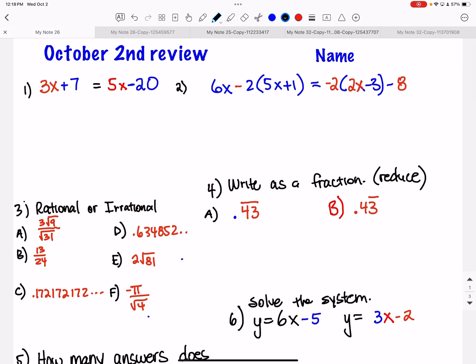Okay, guys, October 2nd review. If you do all of these, I'll give you extra credit on your homework. If you do 5 of them like you're supposed to, I'll just give you full credit. So here we go. I'll go as fast as I can.